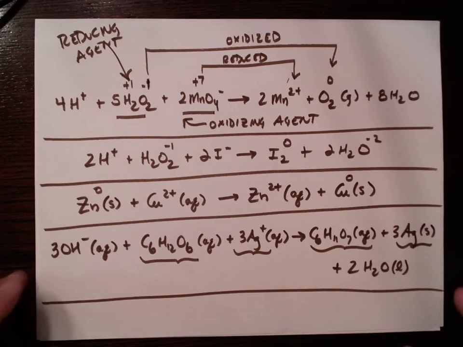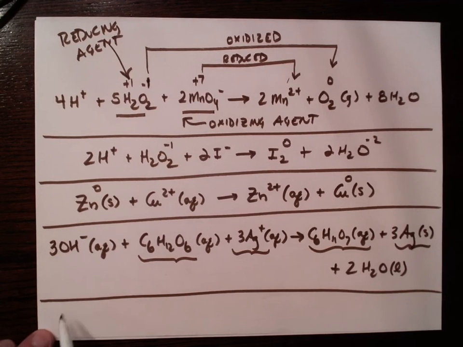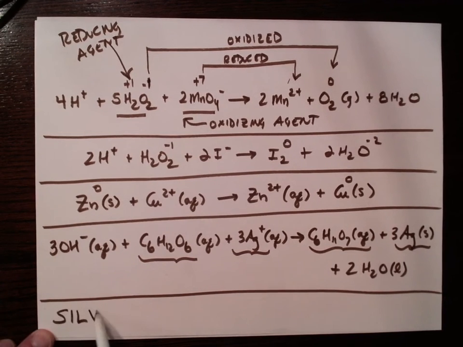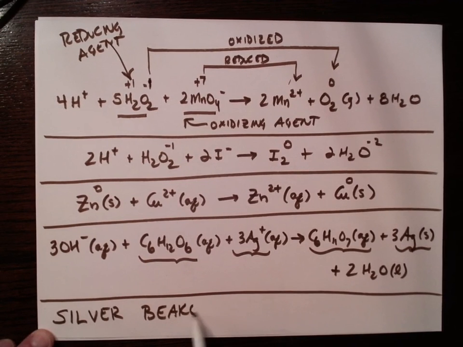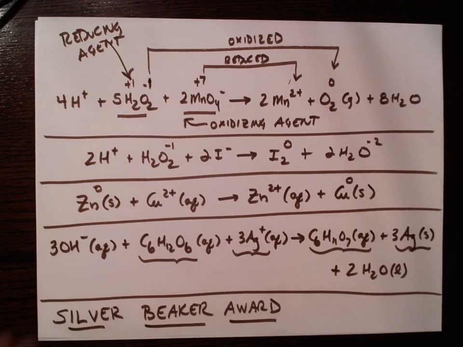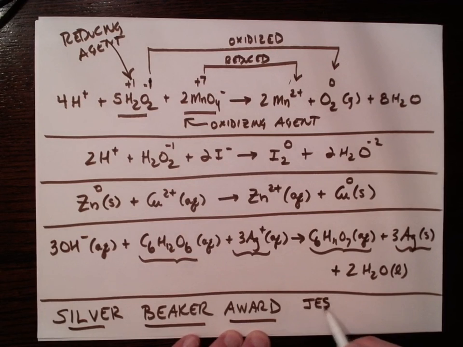And y'all might have seen on the outside of my office door something called the Silver Beaker Award. It's an award I give every year. And it's given to the student who, at this point in the semester, has scored the best in General Chemistry 1 and General Chemistry 2. And this year, I'm going to award the Silver Beaker Award to Jessica Panchot. Congratulations. Your name will be included on the list.